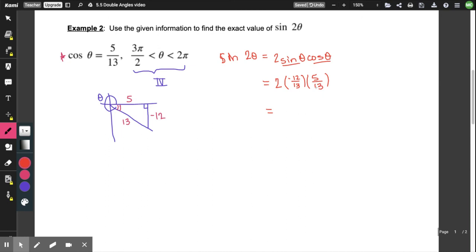So when I multiply it, I'm going to be multiplying 2 times the negative 12 times the 5 in the numerator. So I think I'll do it the easy way. 2 times 5 is 10, and 10 times negative 12 would be negative 120. Then on the bottom, I've got 1 times 13 times 13. The 1 doesn't really do anything, so just 13 times 13 is 169. So the exact value of sine of 2 theta for this given information is negative 120 over 169.